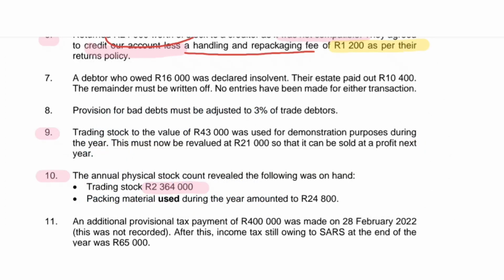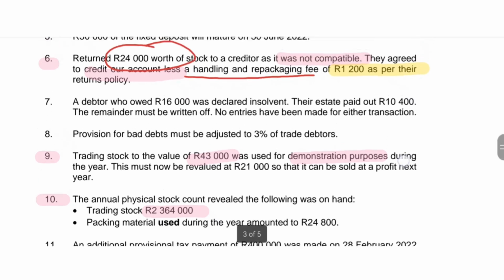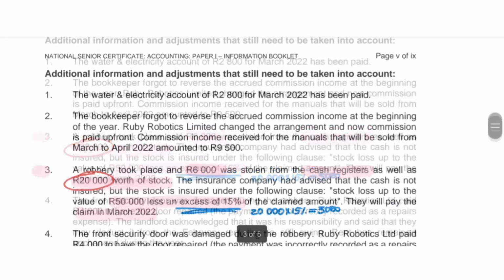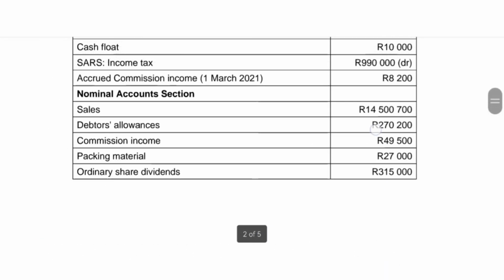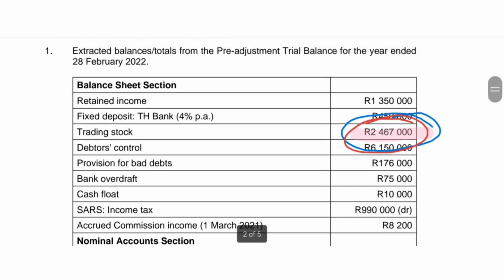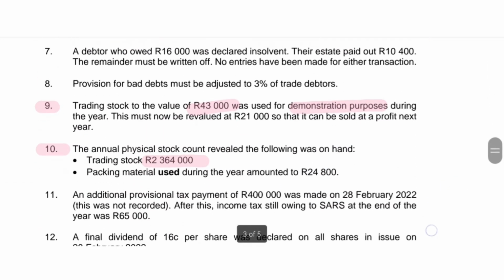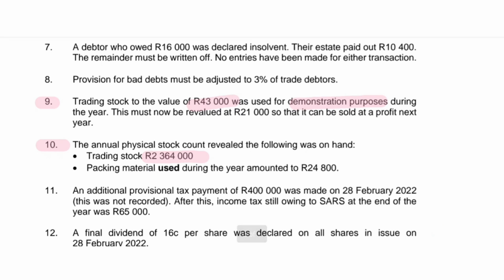Trading stock to the value of 43,000 rand was used for demonstration purposes during the year. This must now be revalued at 21,000 rand so that it can be sold at a profit next year. This is a portion of our trading stock that we use to demonstrate to our customers. If you've shopped for shoes, you'll see that in retail, they have some of the shoes on display. So the demonstration stock is included in this figure, in this trading stock from the pre-adjustment trial balance. But valuing it at 43,000 rand is misleading. It has to be revalued. We want to reduce the value of the stock because it's been sitting there on display for the whole year. It's probably sunburned and it's not in a great condition to sell at the current selling price.